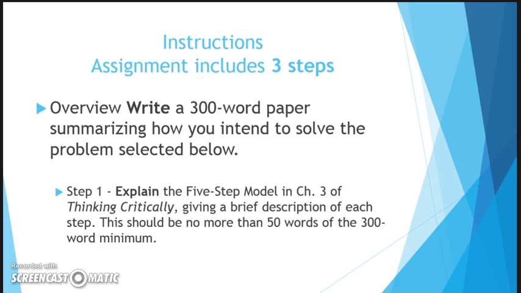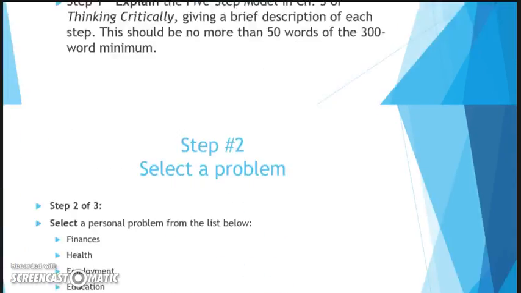Step 1 is to explain the 5-step model as defined in Chapter 3 of the Thinking Critically textbook. There might be other problem-solving methods or models out there, but I'm asking you specifically to explain the one that you will find in Chapter 3 of your reading, which is under the week 4 readings this week, and give a brief description of each step. This step should be no more than 50 words of the entire paper. So giving that description of each of the steps should be about 50 of the 300 words of your paper. It doesn't have to be exact, but right around there and you'll be in the right ballpark.